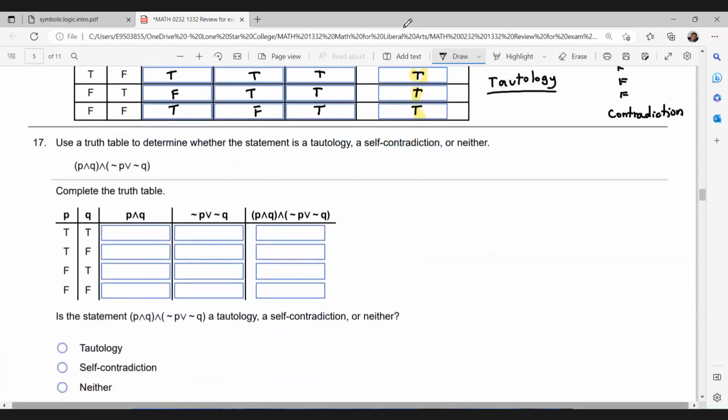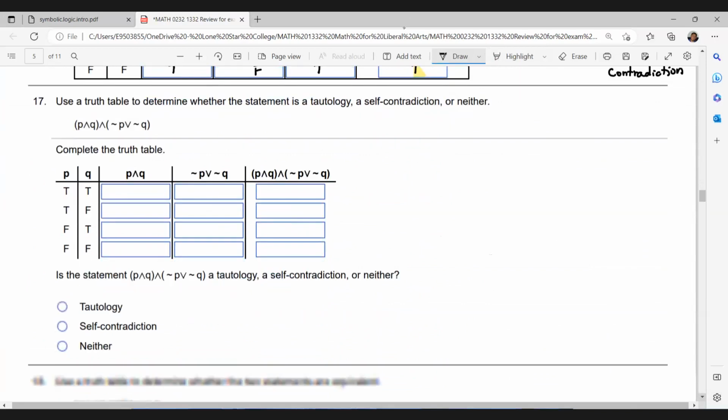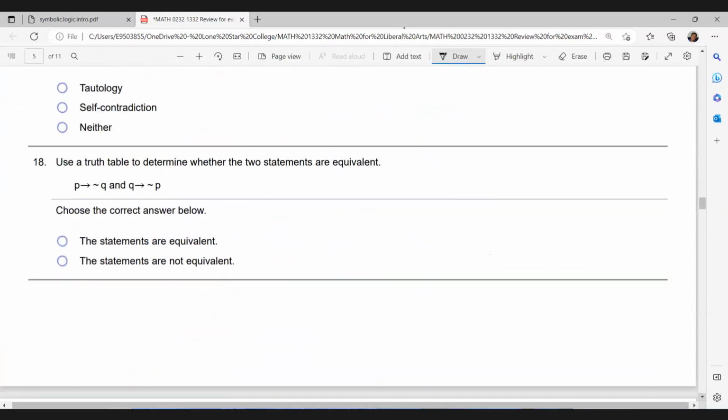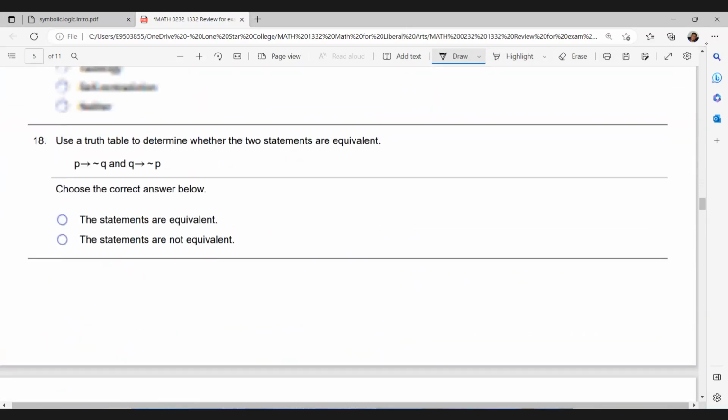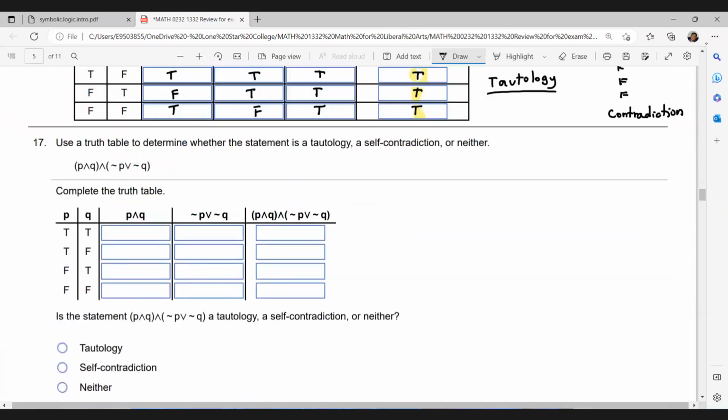All right, let's see. Another one of these. I think I'm getting tired of these. Let's see how many more there are. Let's take care of this since this is the last one.